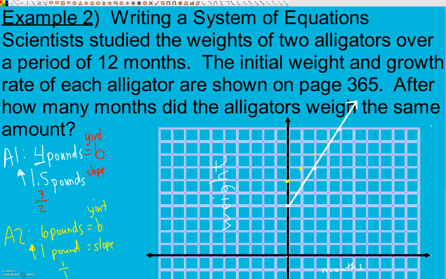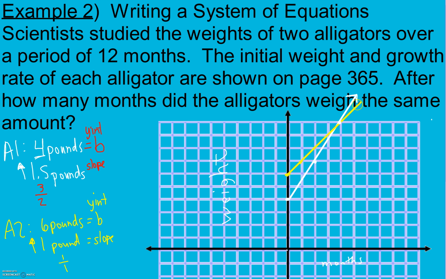Same thing for my second line. I'm going to start at 0 months and draw my line through. I can put an arrow on the end of that as well. And it looks like where these intersect is right here. So, after how many months did the alligator weigh the same? The alligators weighed the same after 1, 2, 3, 4 months. Now, if they asked how much did the alligators weigh, that would have been our y value because weight is our y value. So we'd have said 10 pounds.